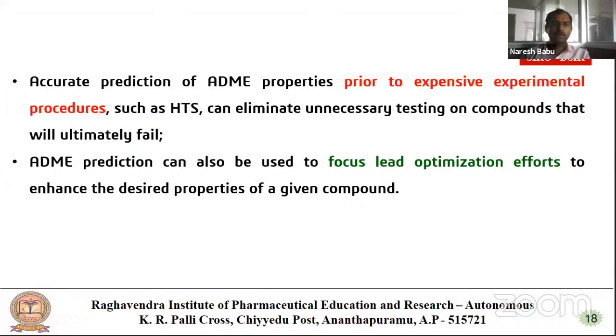So this is accurate prediction of ADMET properties prior to expensive experimental procedures. This is the alternative before going to expensive experimental procedures. It is needed to predict accurate ADMET properties, such as with HTS, that is high throughput screening, which will eliminate the unnecessary testing of compounds that will ultimately fail. If you know before the experimental procedure that a compound does not have these properties, there is no need to go further to the experimental studies. So in the prediction they fail.